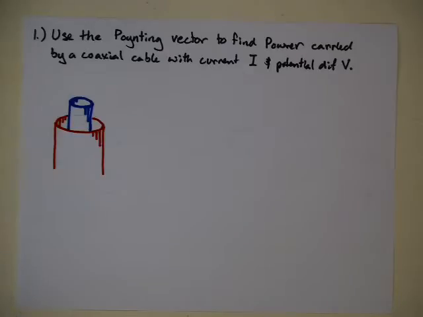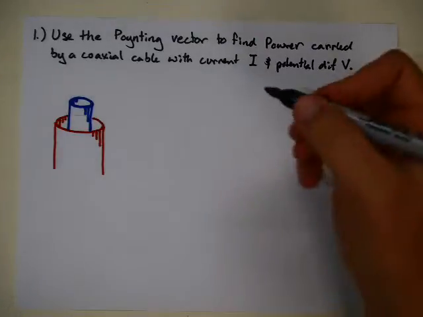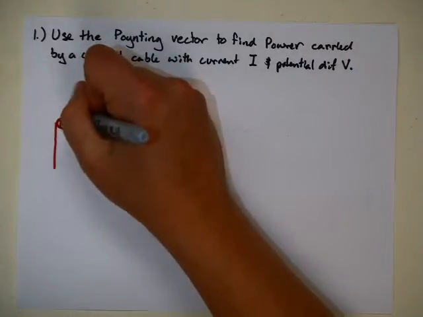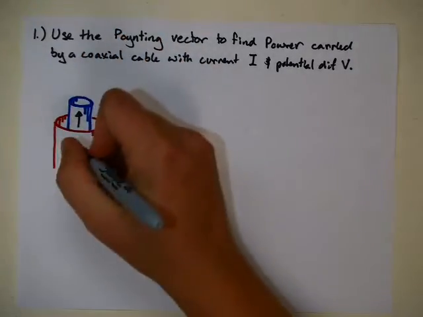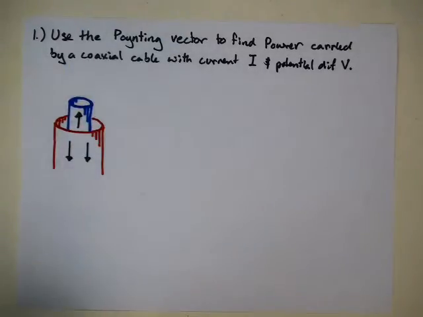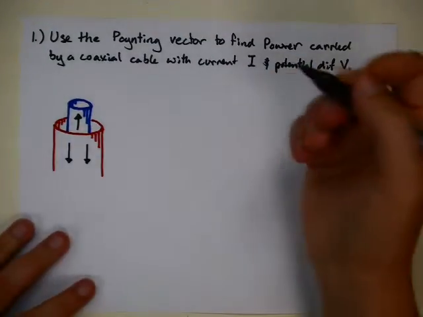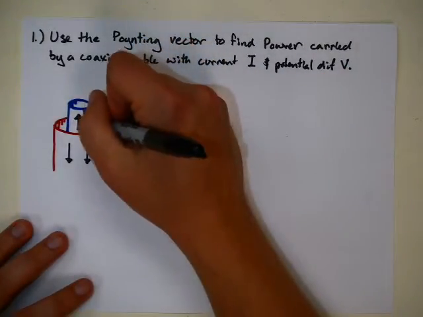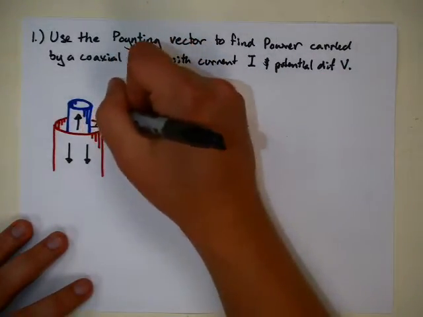In this problem, we are asked to use the Poynting vector to find the power carried by a coaxial cable, where the coaxial cable is going to carry a current I. We'll say that it's carrying the current up along the inner conductor and then down back along the outer conductor, and it's carrying the current I along both of them, and that there's a potential difference between the two conductors here, V.